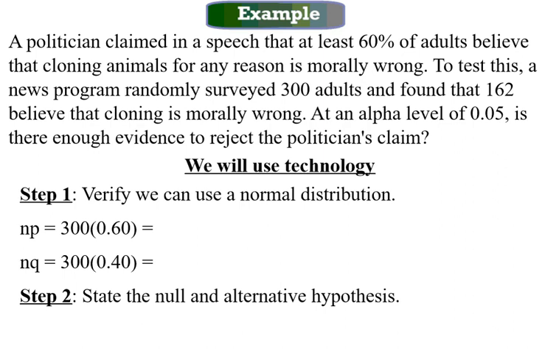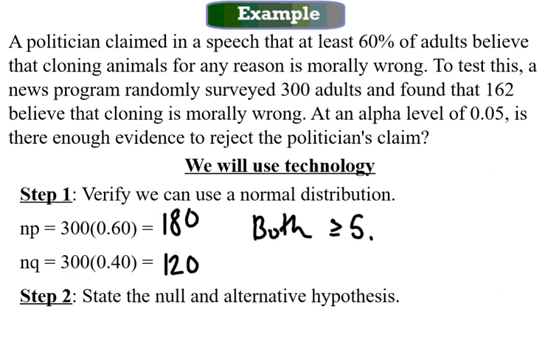So first we need to make sure that n times p and n times q are both bigger than 5. So 300 were sampled. We have to use the claimed p's and q's, so 300 times 0.6 is 180, which means there has to be 120 going the other way. And yes, both are far larger than 5. So we have a large enough sample.